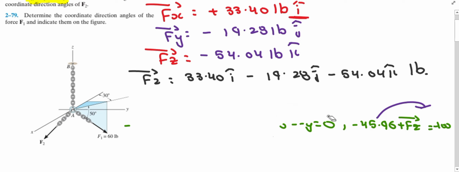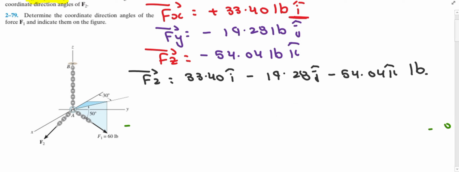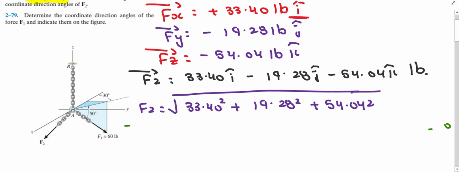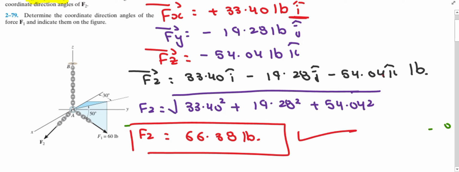Now, what about its magnitude? For the magnitude, we have the formula, and it says that F2, which is equal to under root 33.40 whole square with positive 19.28 whole square with positive 54.04 whole square. So grab the calculator, put the values into it and solve it for the magnitude of F2. So the magnitude of F2 is nothing but 66.38 pound. So this is the magnitude of F2, and this one right here is the Cartesian form of F2.